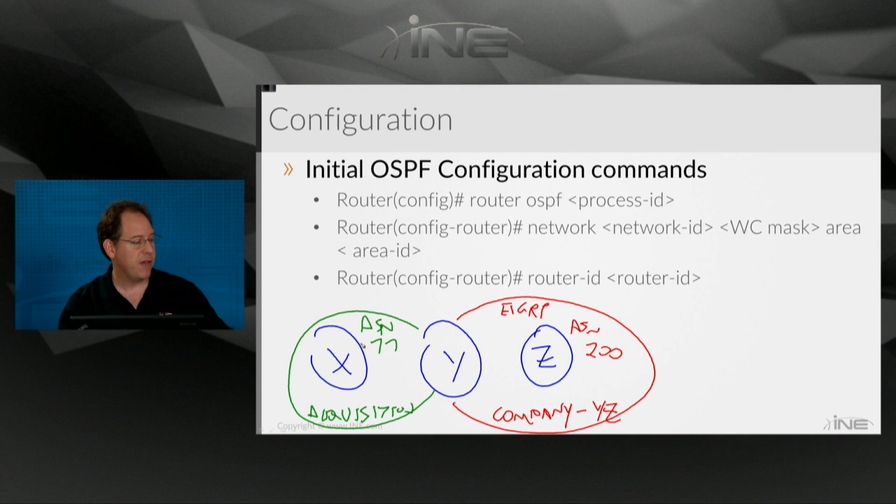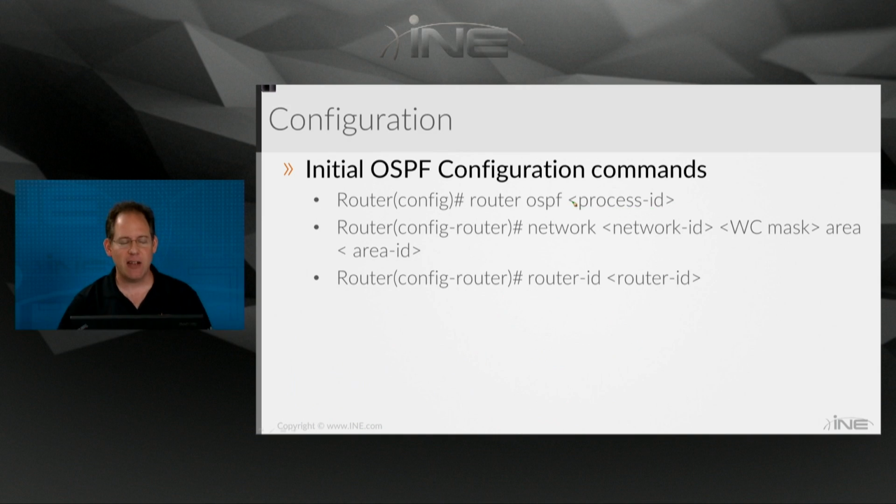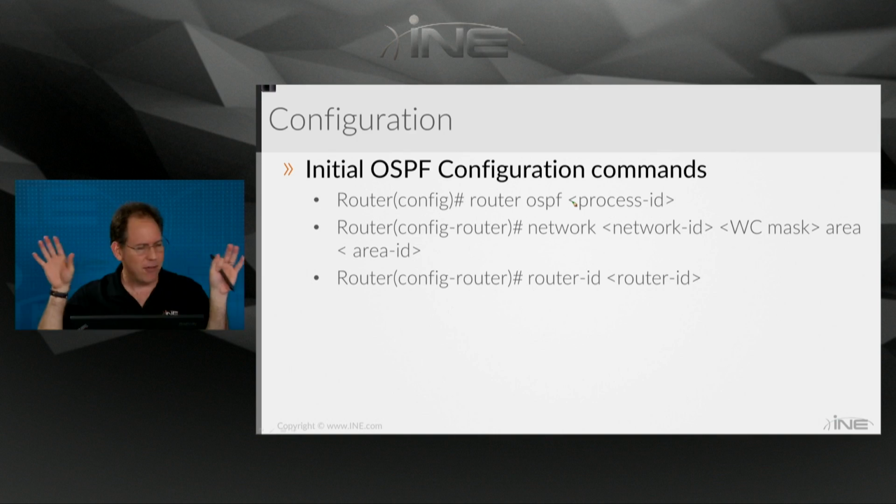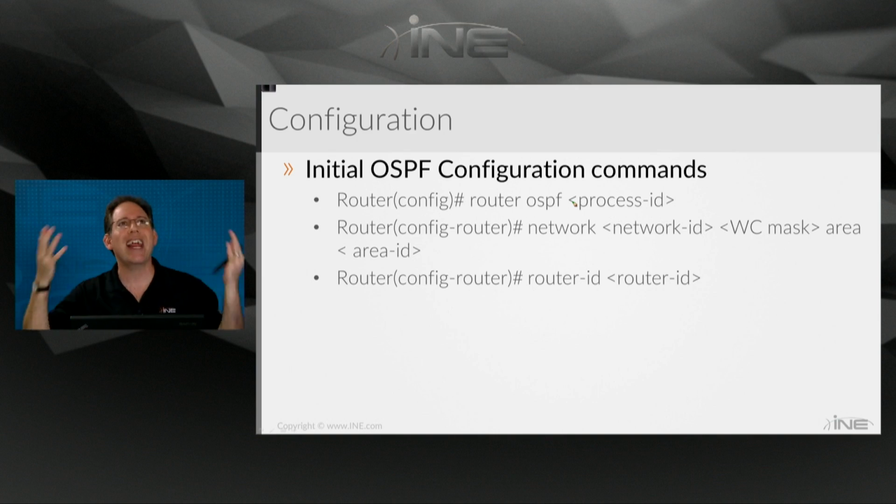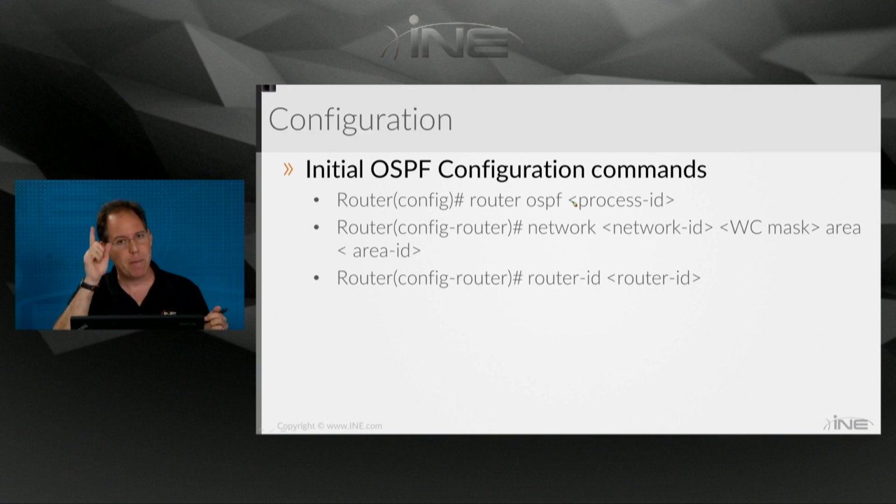In OSPF, you should only have to have a single process running in your router. Only if you're in a situation like this would you possibly need more than one process. But at the CCNA level, just think to yourself, I'm only going to type router OSPF some number, and that's it. And I'm never going to do that command again. I'm never going to have to create another process. One process is enough. And then you use your network command.